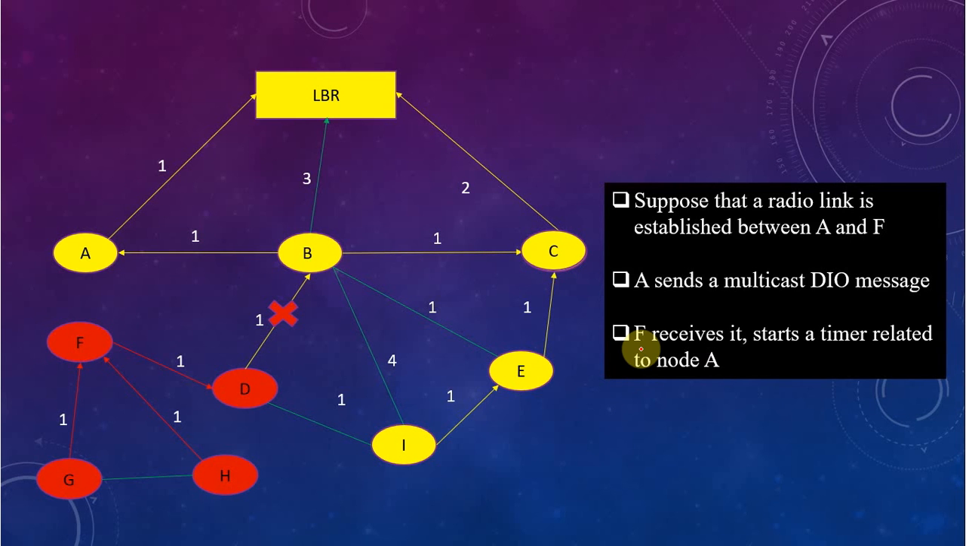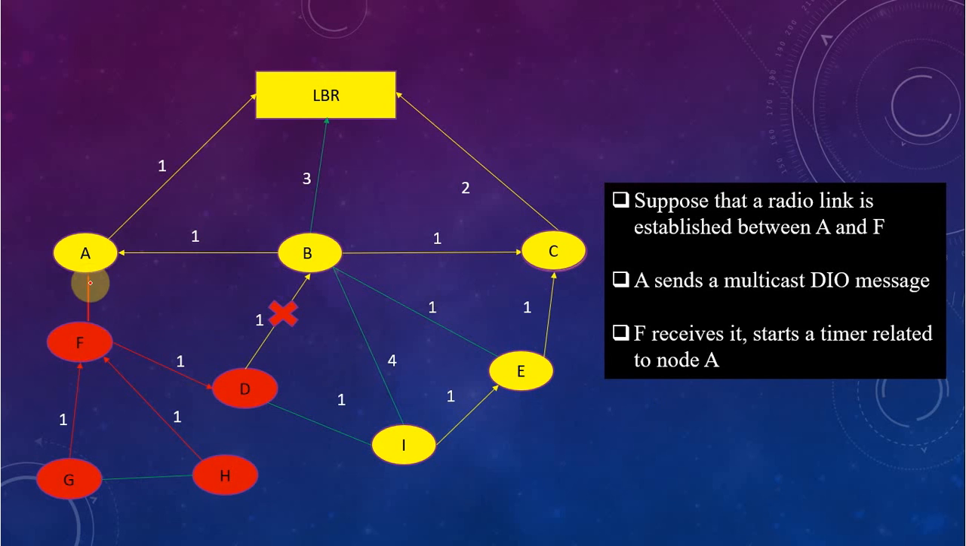So suppose that a radio link is established between A and F here. So assume that it has got a radio link now. So A sends a multicast DIO message. So it says, hey, I know a DODAG, if anyone is interested then they can join through me. Then F receives it, starts a timer related to node A.